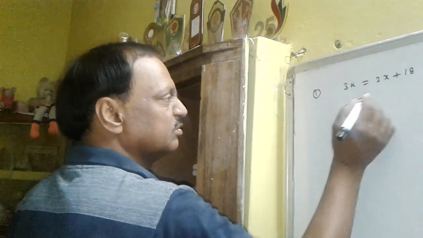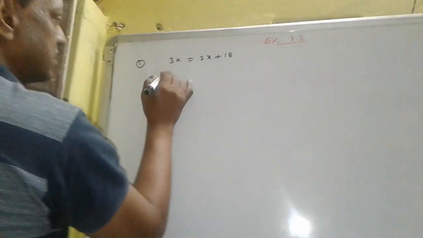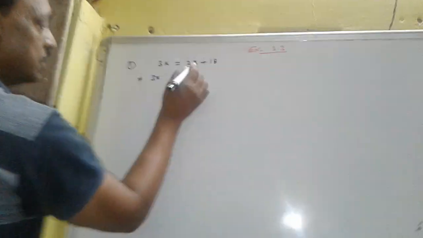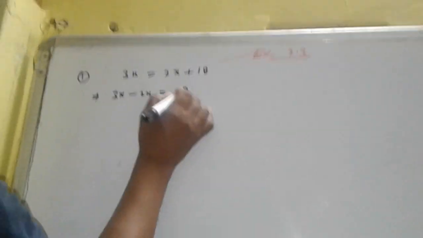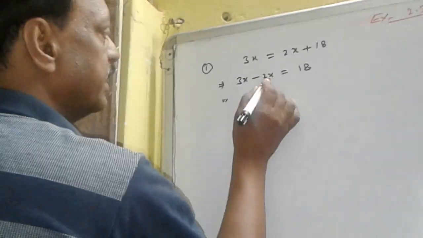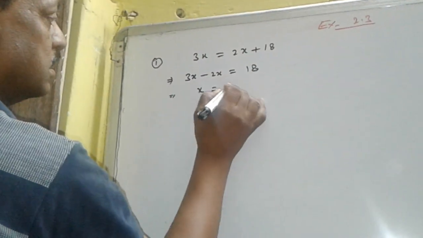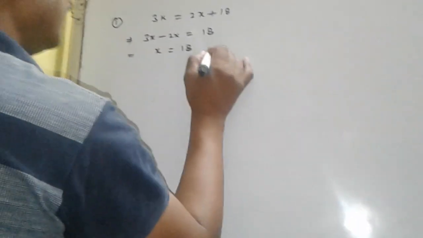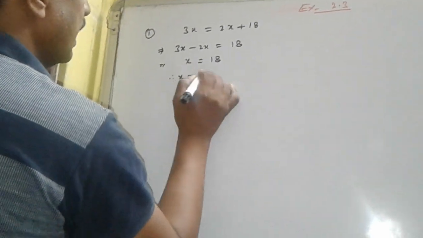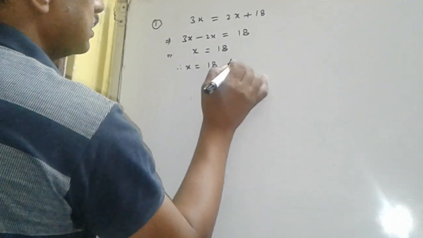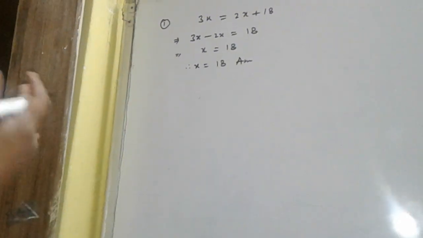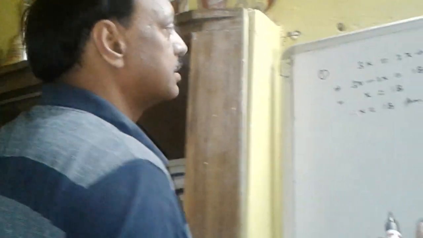So let us solve this question. This is 3x, just this 2x will be transferred to this side and equal to 18. Now 3x minus 2x is x, so we got the value of x equal to 18. This is the answer. Now we have to check the result.